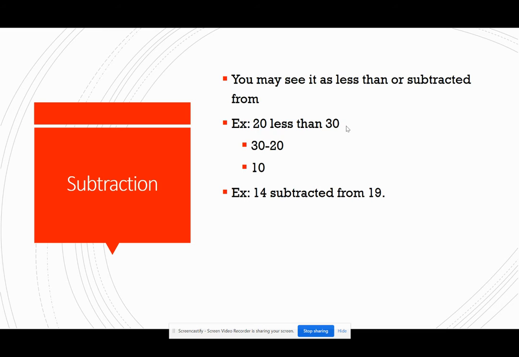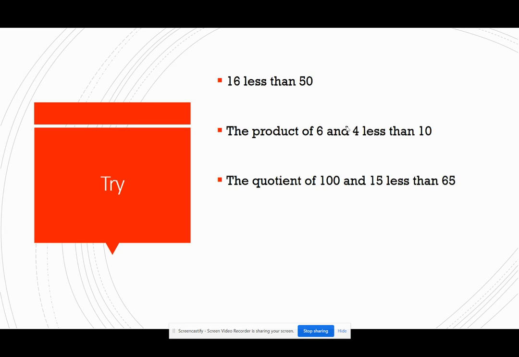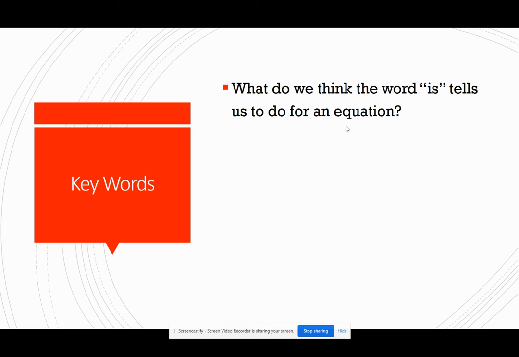The same thing goes for "subtracted from." 14 subtracted from 19 means I'm taking away 14 from 19, and I get 5. So 19 minus 14 is 5. So let's take a look at some more challenging problems. These are the ones that were on your homework, so I want to focus on these.